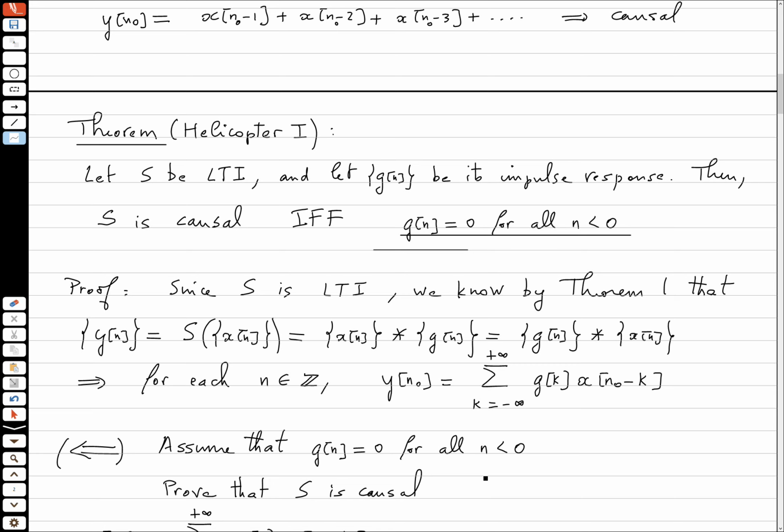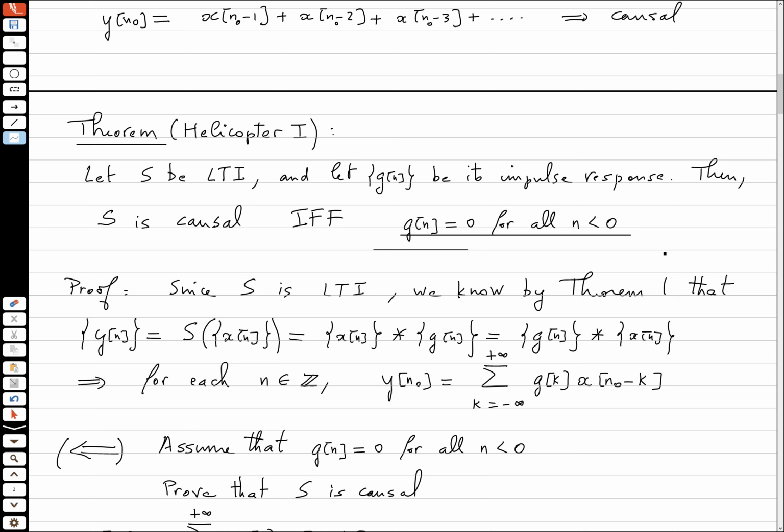When I ask you, is the system causal, if the system has no particular property, there's no choice. You have to go back to the original definition. But if I happen to give you a system that is LTI, and you know the impulse response, you don't have to go through the original causality definition. You just inspect the impulse response, and look at if there is anything on the negative side, and right away you can say yes or no.